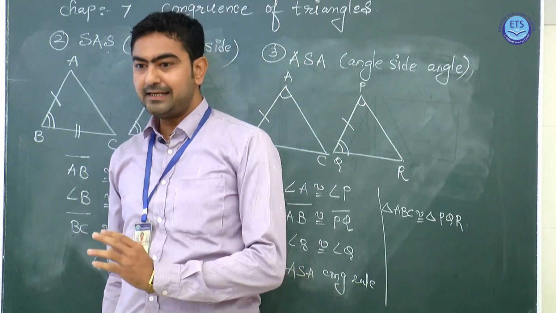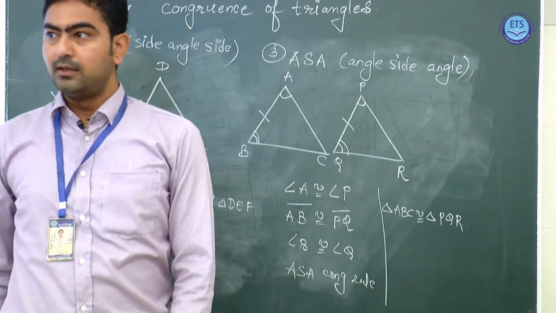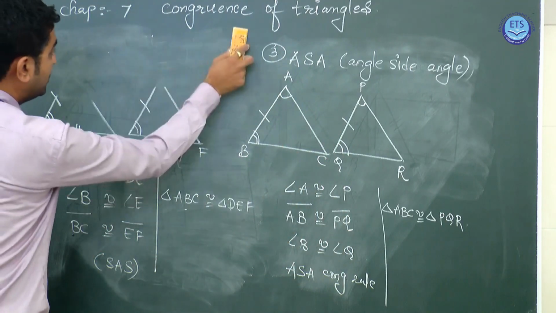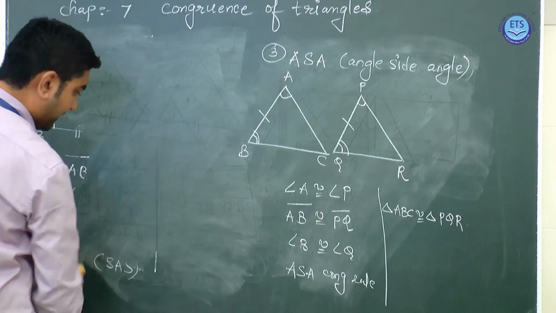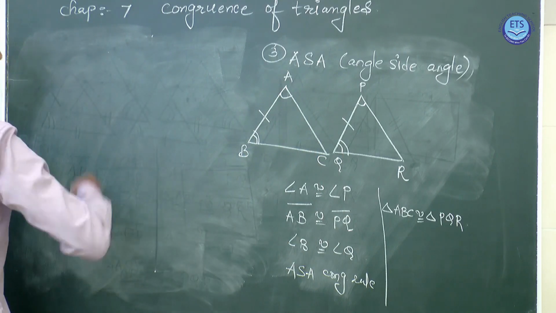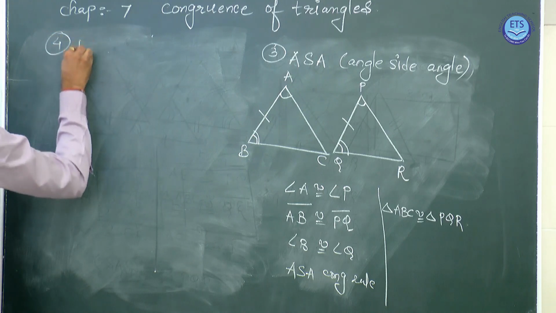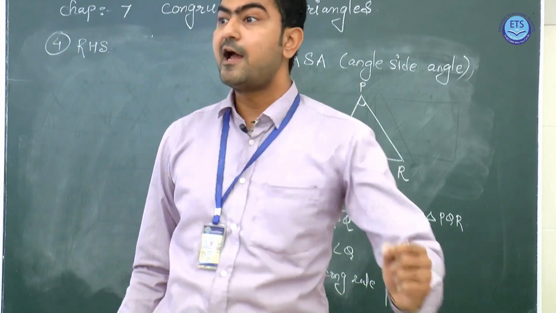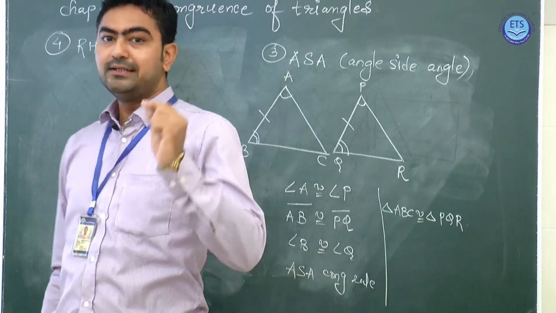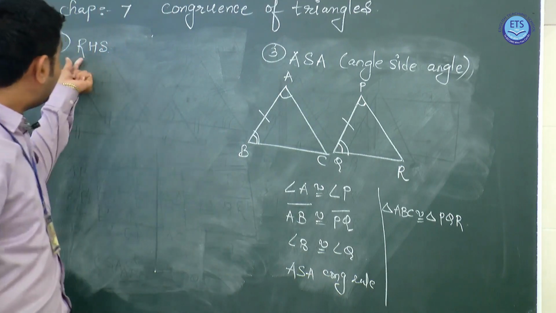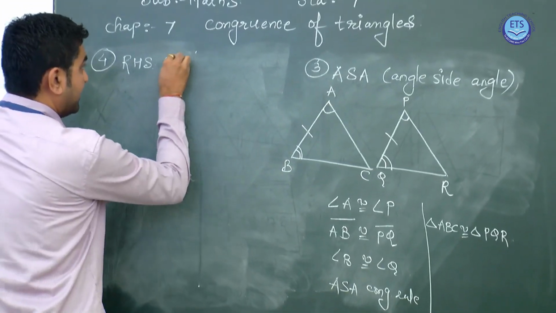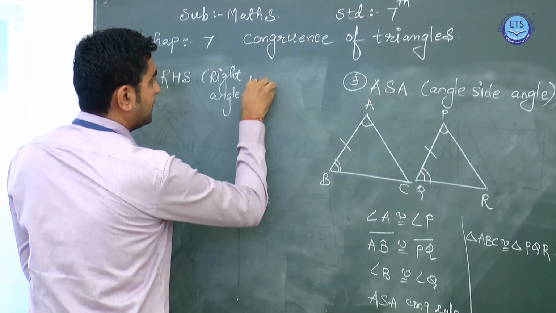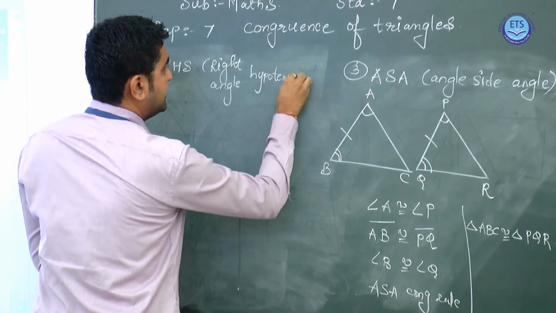Now, we are taking the last criterion rule, the fourth, that is the RHS congruence rule. What is the meaning of RHS? First of all, everyone see here, the name of the fourth criterion rule is RHS, and its full name is right angle, hypotenuse and side. So this rule is known as right angle, hypotenuse, side.